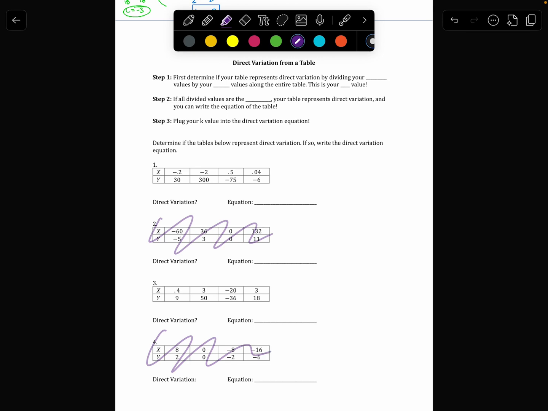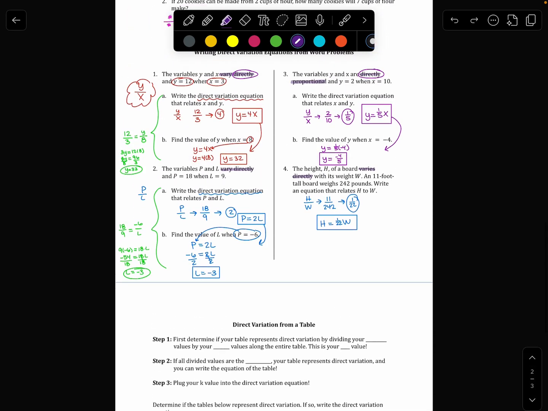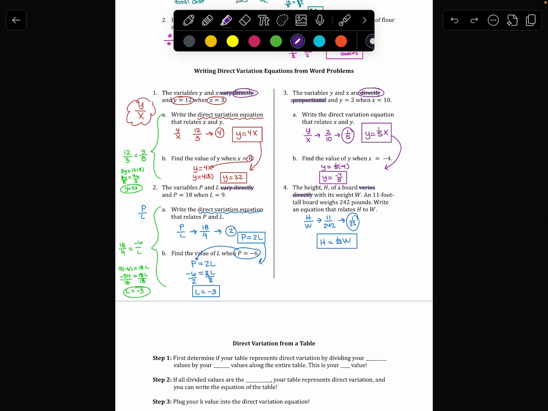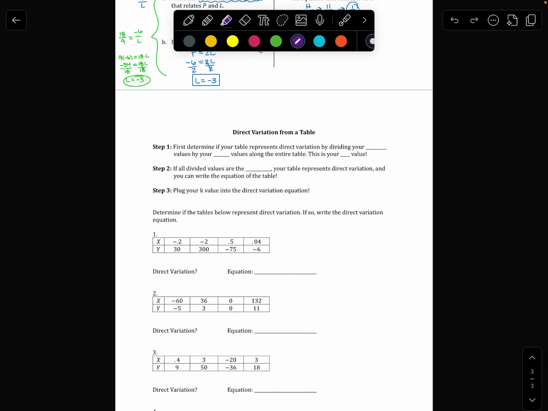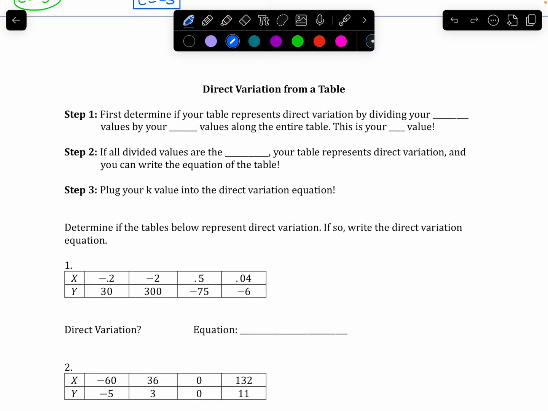Now, if you look here, this table and this table show that your equation goes through the origin, but the other two tables do not. But that doesn't necessarily mean that they are not direct variation. We have to check. So just like what we did up here, where everything was y divided by x, that's what we're going to do with these tables. Okay, so it tells us up here some steps to help us. It says, first determine if your table represents direct variation by dividing your y values by your x values. This is going to end up being your k value, or your constant of variation, and that's what we talked about earlier in the top part of our notes.